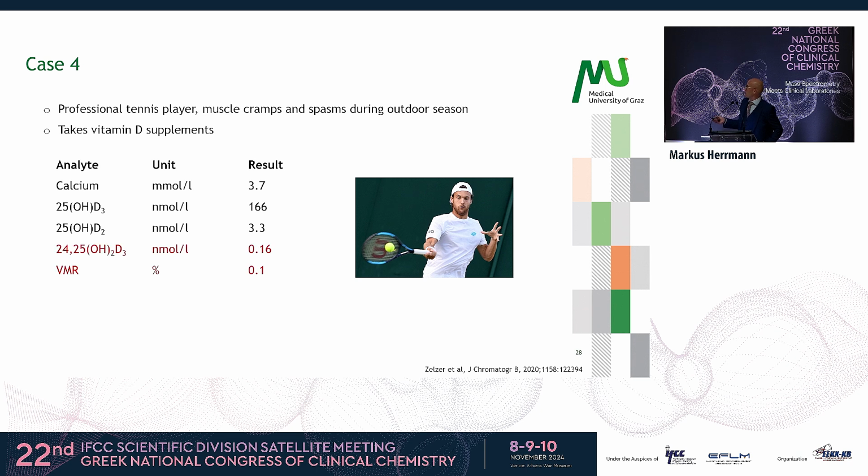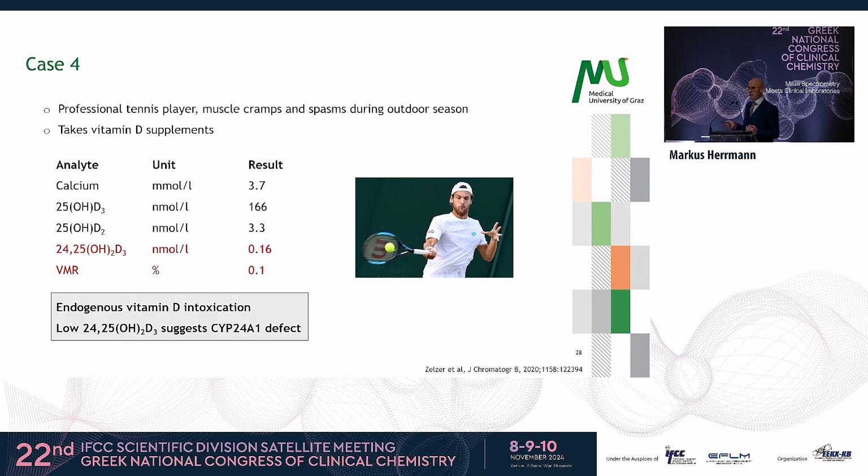But his 24,25-dihydroxyvitamin D was extremely low, and so was his vitamin D metabolite ratio. Now, this situation reminds me of something like an endogenous vitamin D intoxication, where the person cannot get rid of excess amounts of vitamin D. And this can occur when your 24-hydroxylase enzyme is defective, and in fact, subsequent molecular testing revealed a homozygous mutation in the CYP24A1 gene in this patient.